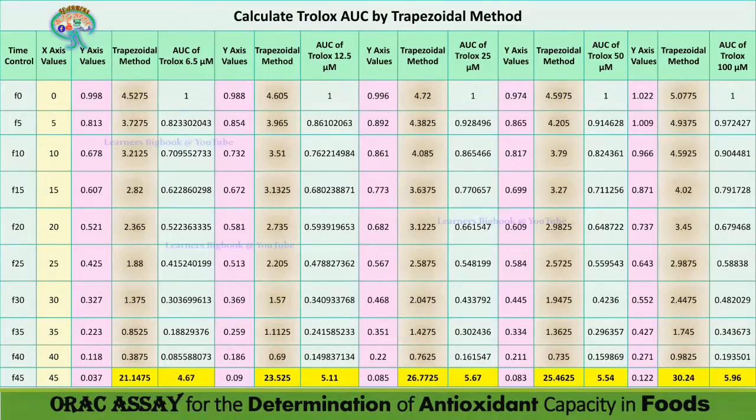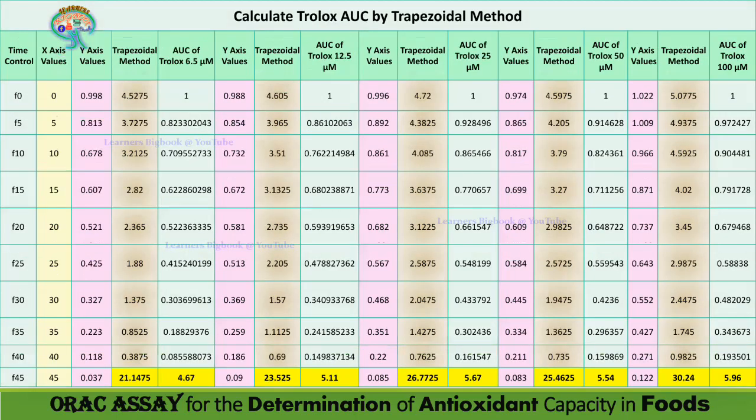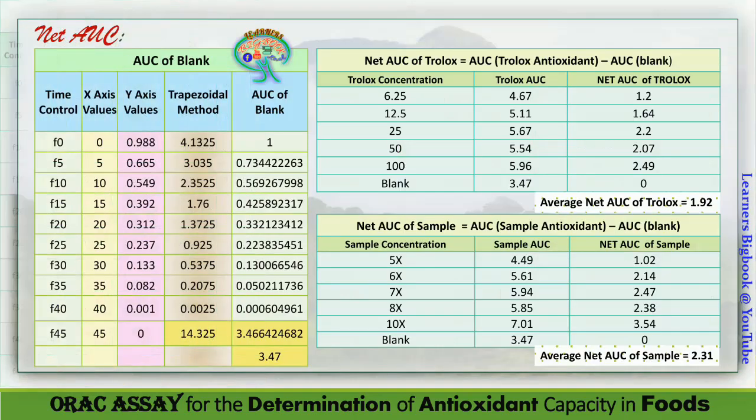There are many other methods also that are not going to be very convenient for the students to calculate the AUC, because they are going to be very confusing. So here we have considered the trapezoidal method especially for the student community to learn how to calculate the AUC. Further, we have done the trapezoidal method calculation of AUC for the sample, and for both the sample and the Trolox. In the same way we have calculated the AUC of the blank also.